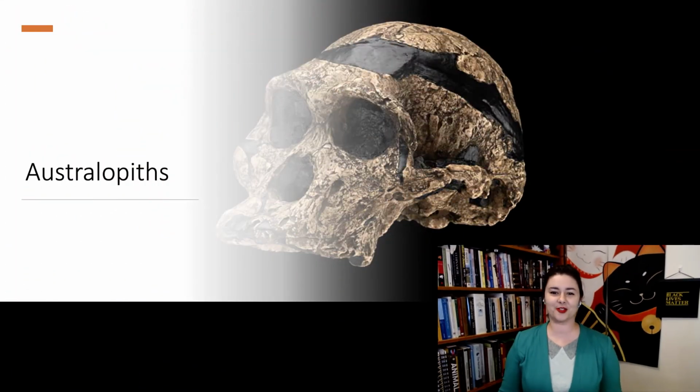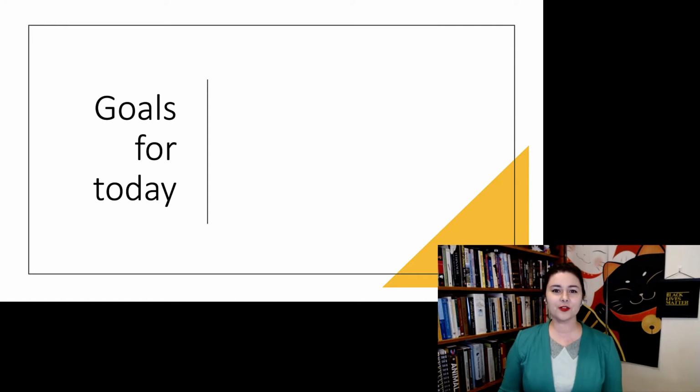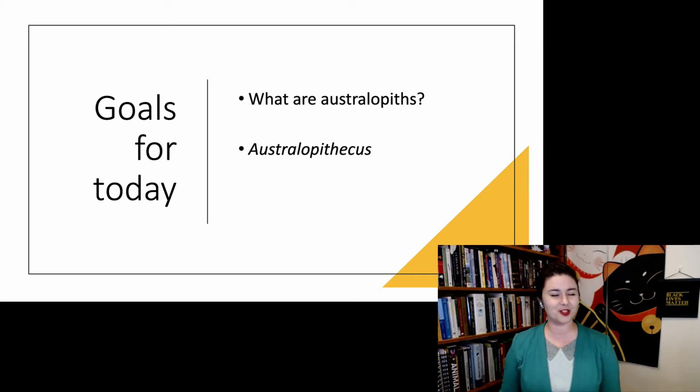Now we're going to talk about Australopiths. We have a couple different species, including this lovely Mrs. Plus to talk about. Our goals for this lecture: first we're going to talk about what they are in general, and then there are two genera we want to discuss. First, genus Australopithecus, and second, genus Paranthropus.